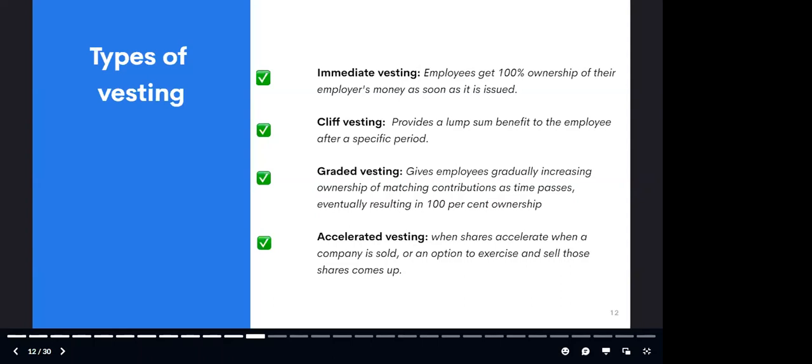Then we have accelerated vesting, which is a milestone-based type of vesting. The milestone here will be either the company is sold or the company goes through a merger and acquisition, in which case you as an employee receive first rights to sell or exercise those shares. Thank you, Kingsley. We can move on to the next slide.